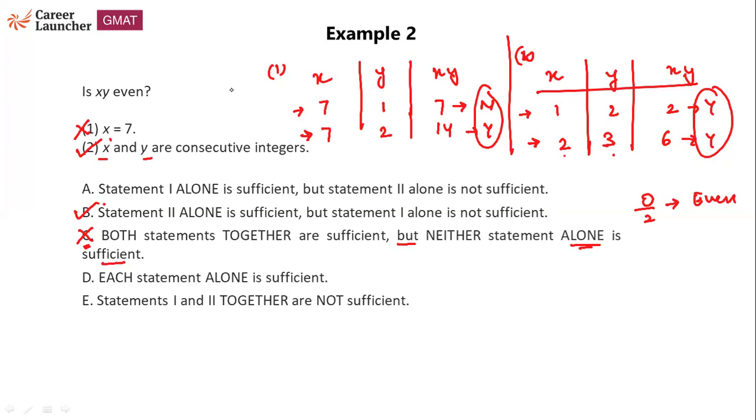So try forming cases. That helps you a lot. Shall we move to the next one? Clear till this point? Perfect. Good to see. Good going, guys.